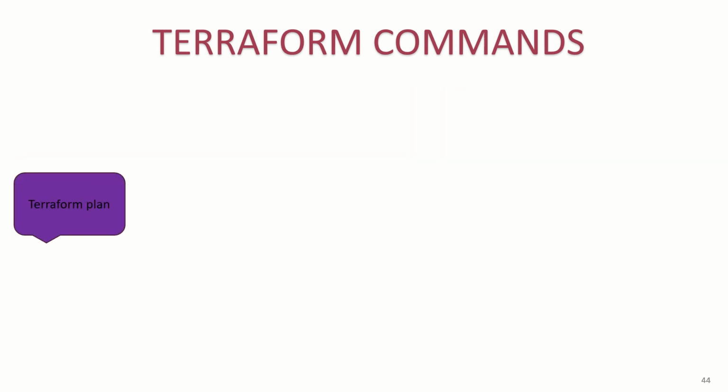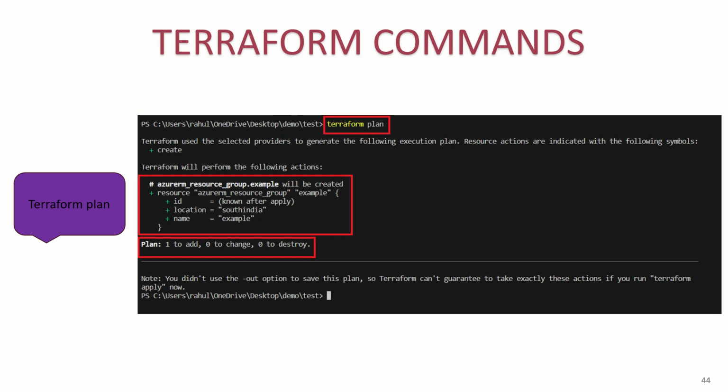Okay, next we have Terraform plan. Once we run it, you can see that it shows what all resources are going to be created, as we were creating a resource group on Azure. It says this resource group is getting created with the name example. This will be the ID, this will be the location, this will be the name. The ID is not yet confirmed; once it is created, only then can that ID be confirmed. We can also see it says plan: 1 to add, 0 to change, 0 to destroy. So it is not changing or destroying anything, it is just adding one resource group to the cloud.